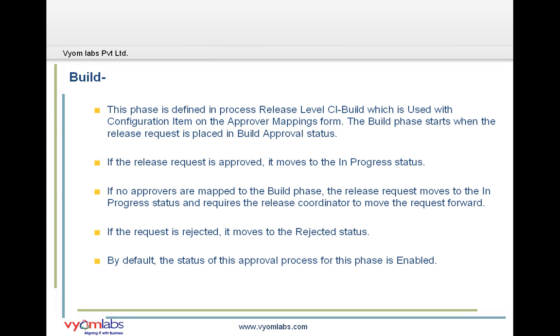The next approval phase is the build one, according to the third milestone in a release request. This phase is defined in process release level CI build, which is used with configuration items on the approval mapping form. Again, this phase starts when the release request is placed in build approval status, and according to the approvals, rejections, or if no approvals are mapped, the consecutive activities are performed.